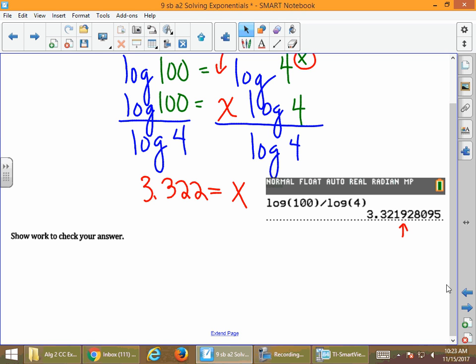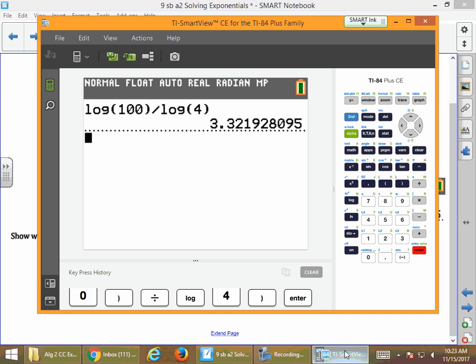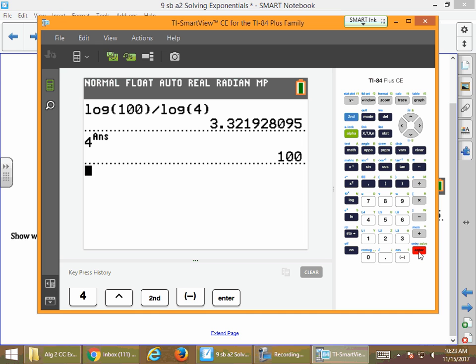One more time to check it here. Just hopefully I can do a little bit better job in terms of typing it in. Leave that number in your calculator. So our problem said it's 4 to the x. So it's going to be 4 to the, and second answer, that's going to take this 3.321928095 and put it in for our exponent. Gives us 100, which we want. It should match the other side.